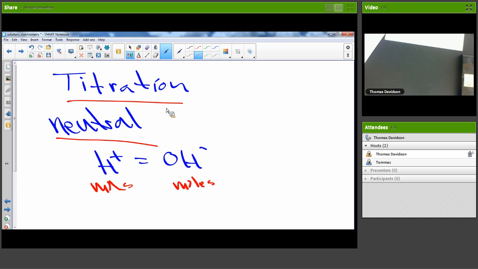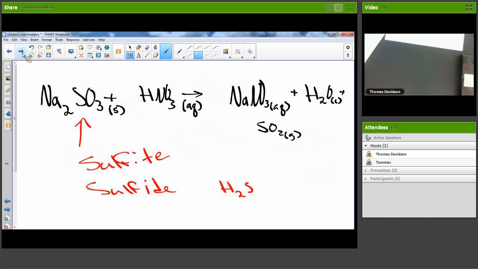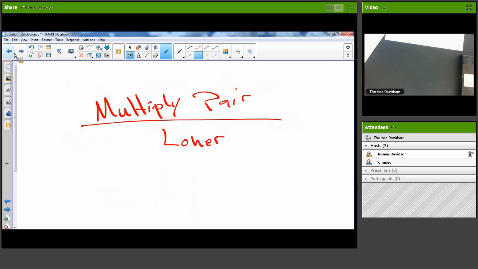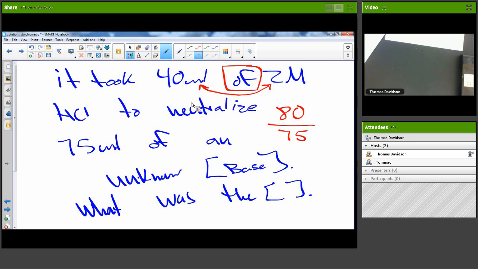We're going to use a known thing to identify an unknown thing. It's very complicated later, but for right now, it is not. Okay, so here is how this works out. A question would say something like, it took 40 milliliters of 2 molar HCl to neutralize 75 milliliters of an unknown concentration of a base. What was the concentration?